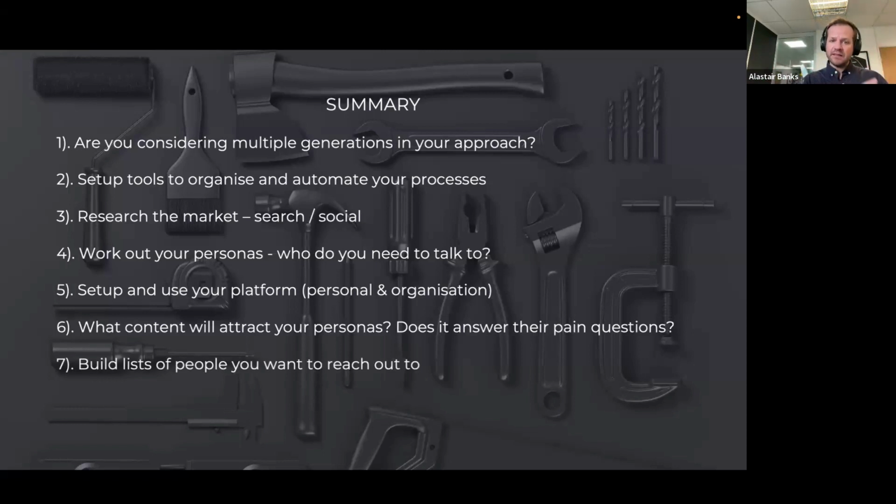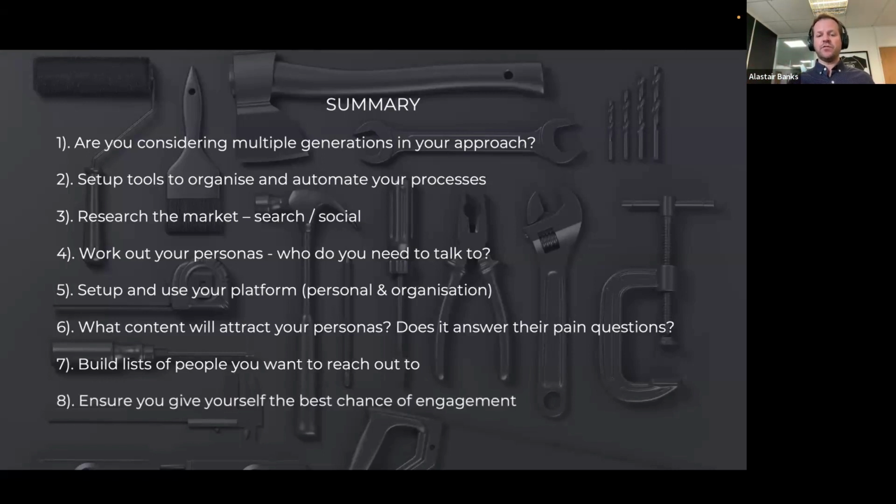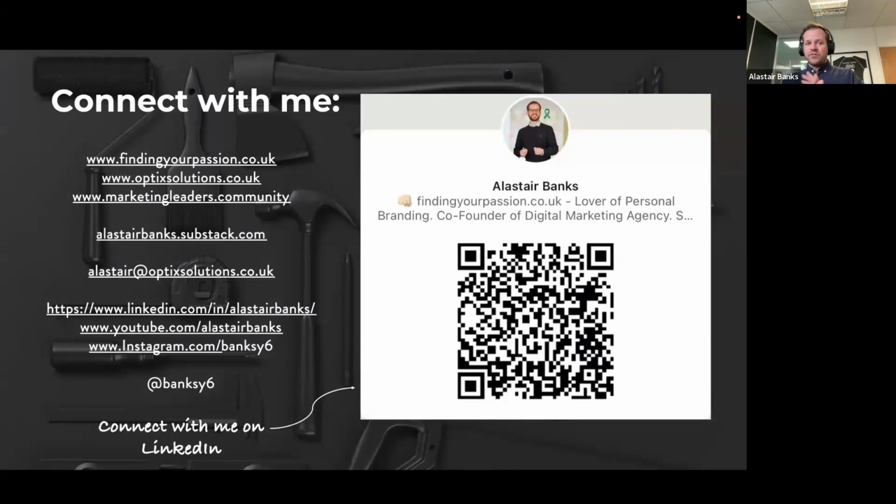Build those lists in Sales Navigator of people that you would like to speak to about the research that you're doing or the technology you're creating, in order that you can maybe solve problems now or work out new problems that you didn't even know existed as you go through your research, rather than trying to work that out at a later date. And ensure you give yourself the best chance of engagement by thinking about or using tools like Crystal Knows in that whole process. So that's the fire hose done.